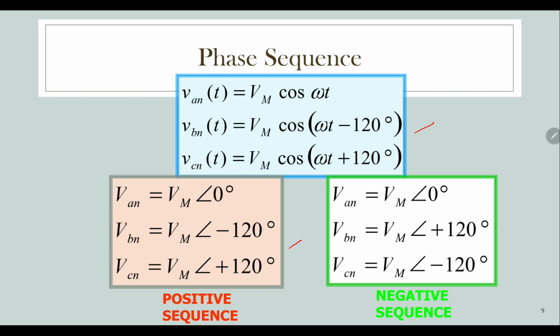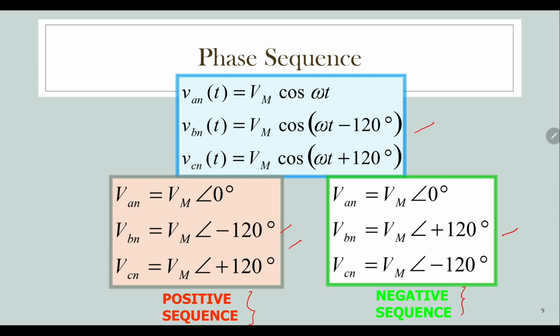So this one is if we convert to magnitude and phase. So VAN, you already know VAN, where is VBN, where is VCN. VAN in the positive sequence, VAN equals Vm or Vp at the angle of 0 degrees. VBN equals Vm at the angle of negative 120 degrees. VCN equals Vm at the angle of plus 120 degrees. This is for the positive sequence.